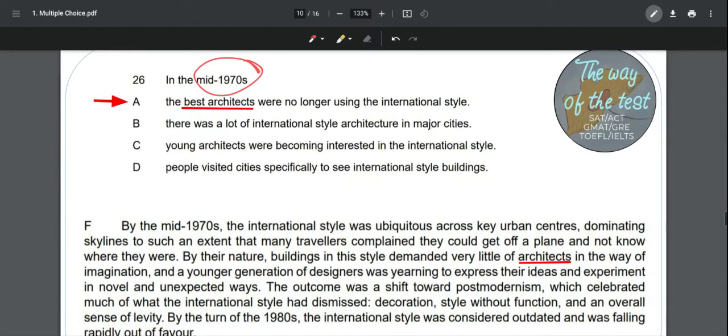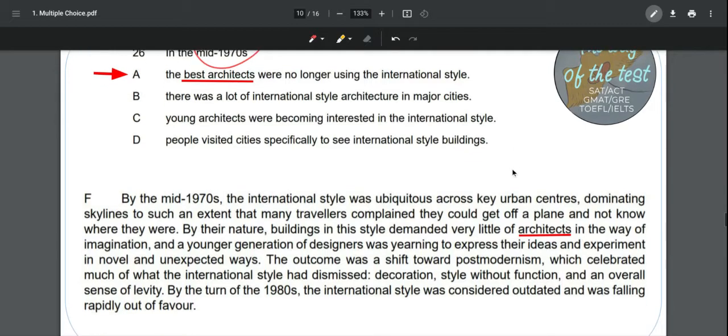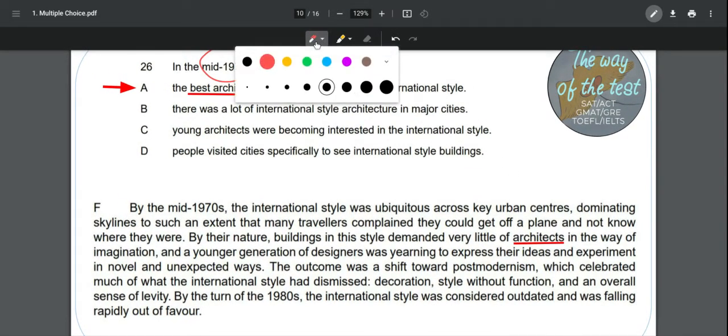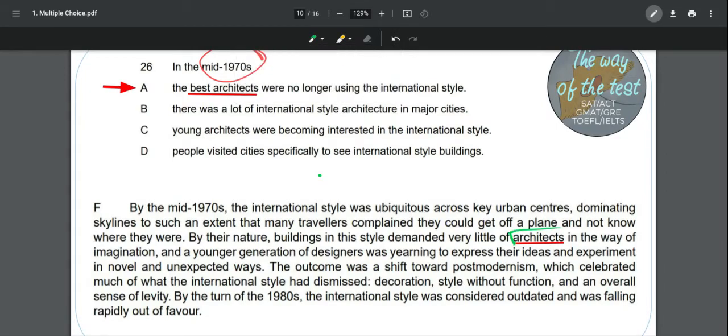Okay, so now we look at the alternatives. Let's analyze one by one. A: the best architects were no longer using the international style. So we go to the text and try to find the keywords that are in alternative A. I'm going to switch the color. So we have the best architects, and we have the word architects here.